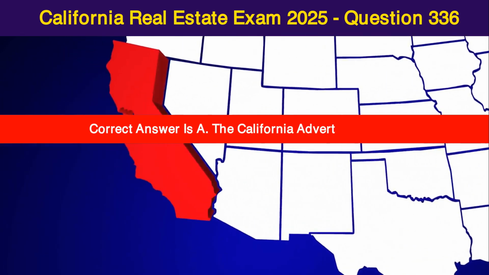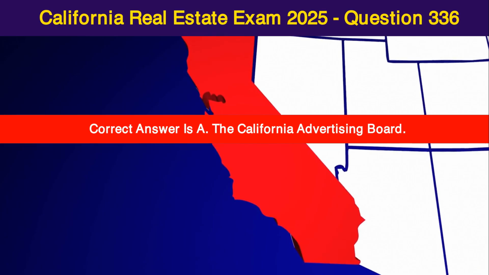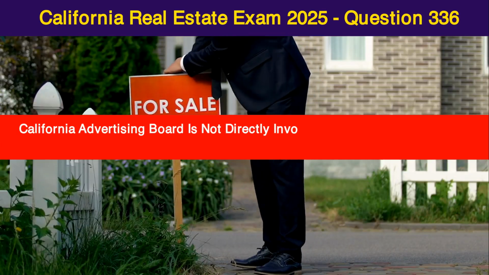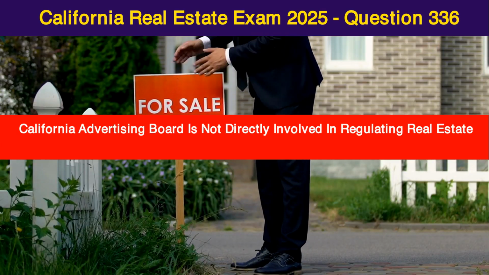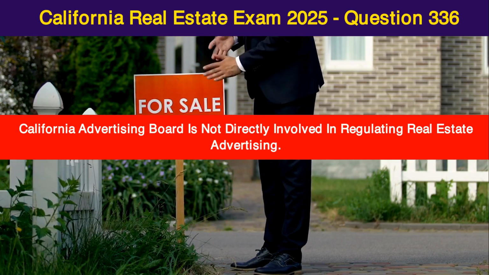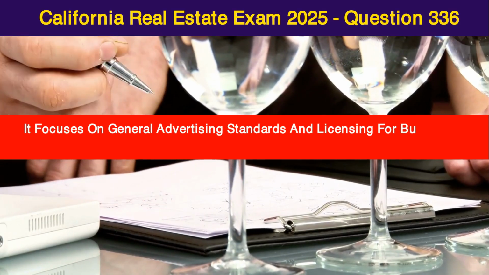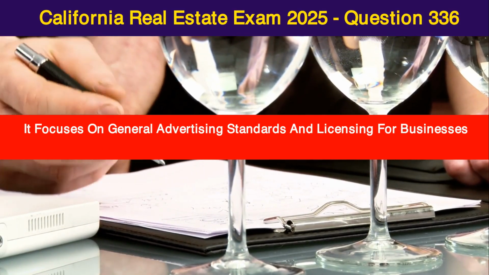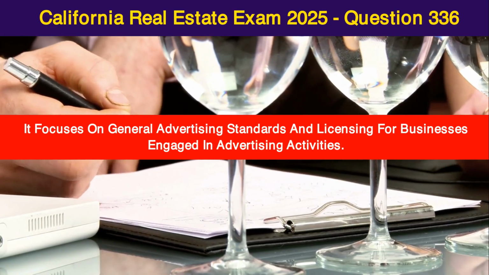Correct answer is A. The California Advertising Board. California Advertising Board is not directly involved in regulating real estate advertising. It focuses on general advertising standards and licensing for businesses engaged in advertising activities.